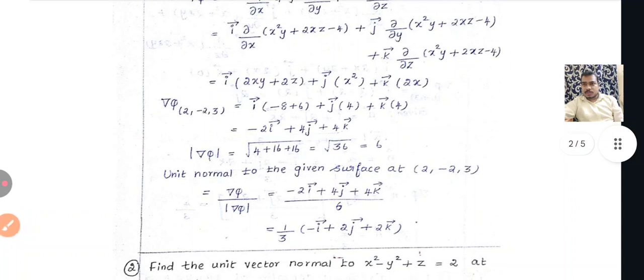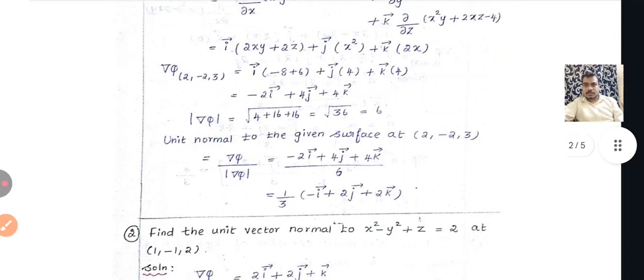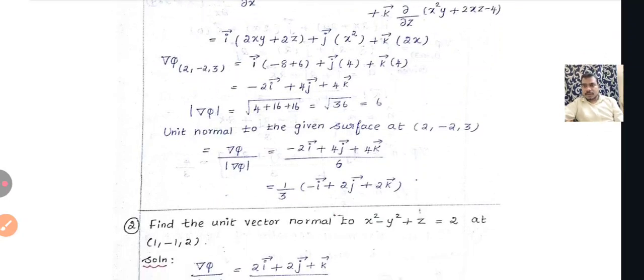We have to substitute into the formula of the unit normal vector, so del phi divided by modulus del phi. Substitute this value: del phi value, minus 2 i vector plus 4 j vector plus 4 k vector, divided by 6. This is the final answer for the unit normal vector.